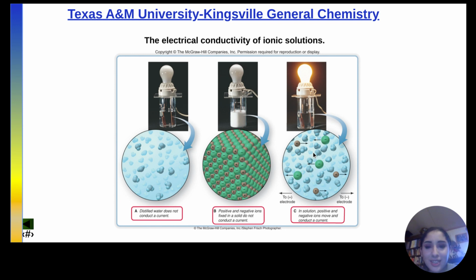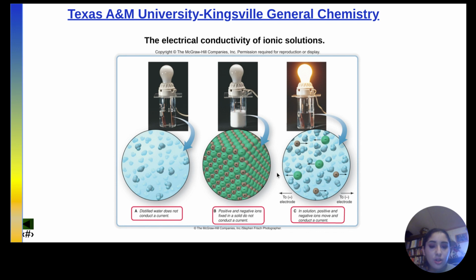Here we're looking at the electrical conductivity of ionic solutions. In this first one you see that the distilled water does not conduct a current, and you just have your H2O molecules. You don't have positive or negative charges really showing yet. Here we have positive and negative ions fixed in a solid, and they do not conduct a current because they're too tightly packed. They can't move around and energize.